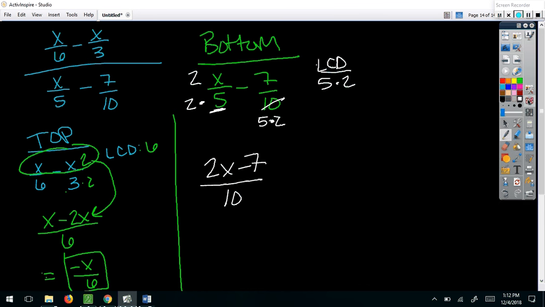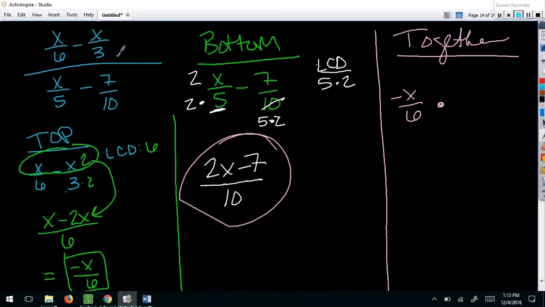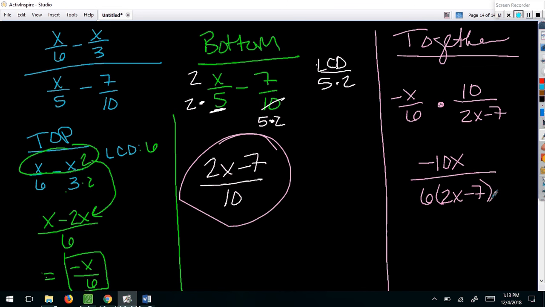So now I need to combine. Do the top, which is negative x over 6 times, and we're going to flip this bottom since we're really dividing. It's top divided by bottom. So I have 10 over 2x minus 7. Is anybody confused? Up top, I have negative 10x. And on the bottom, I'm going to leave it written like this because remember, we want everything factored down as far as we can, right?